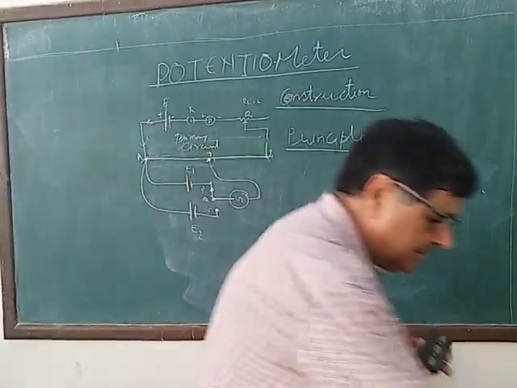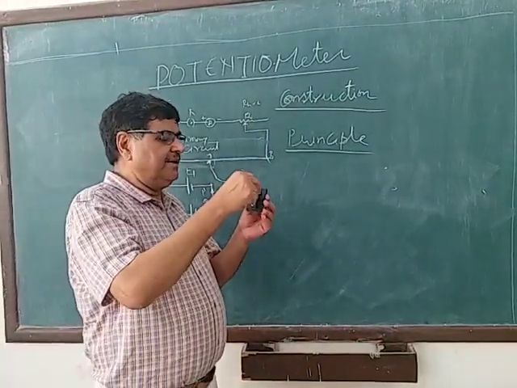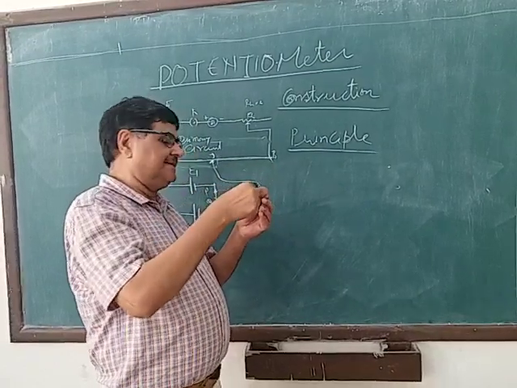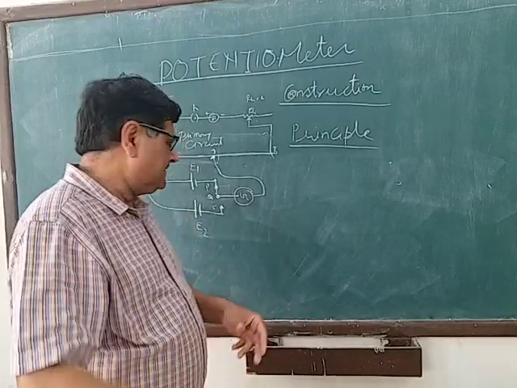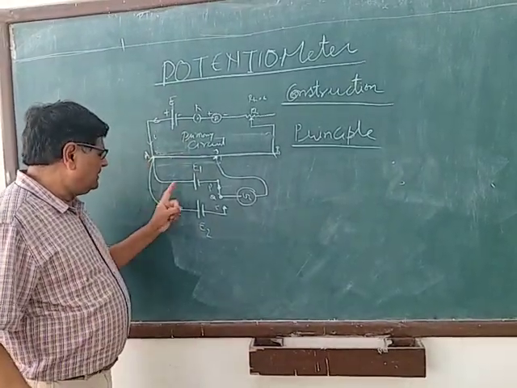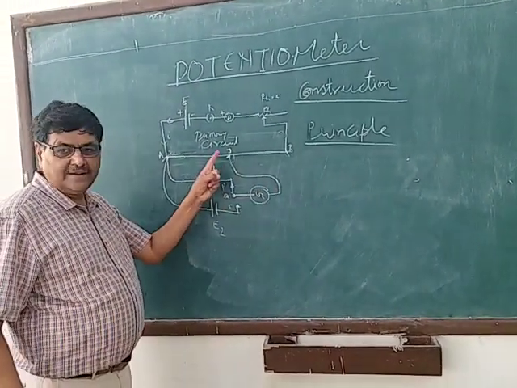P and Q by putting a key between this. Suppose this is P, this is Q, this is S. So between P and Q, we have fixed the key. Now what has happened? This cell has come in the circuit.